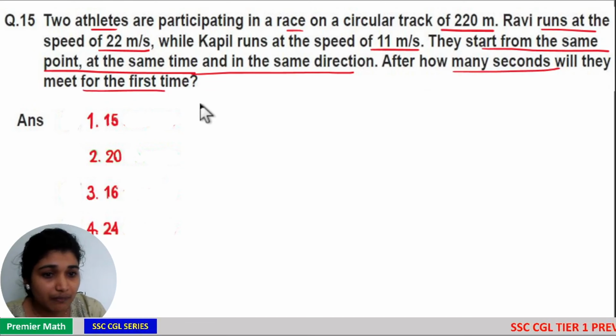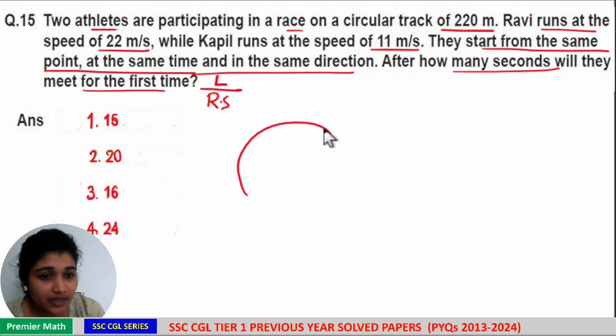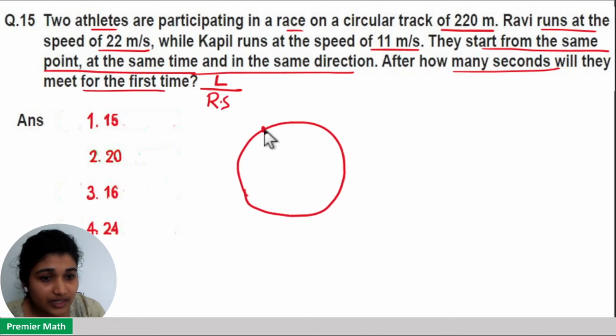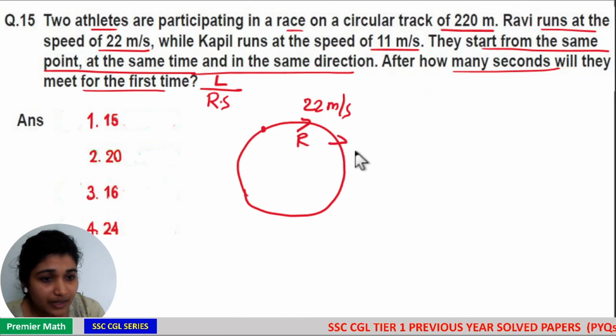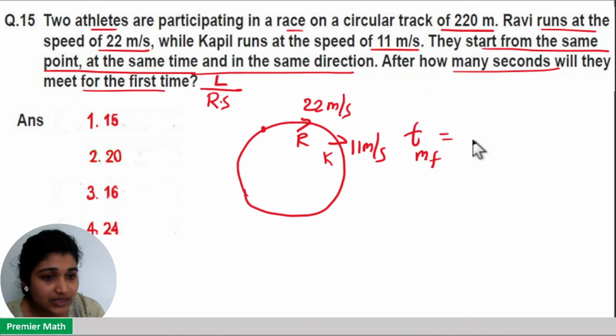Here, meeting time for the first time is equal to length of the track divided by relative speed. Here, this is the track and they start at the same point at the same time in the same direction. So Ravi runs at a speed of 22 meters per second and Kapil runs at a speed of 11 meters per second, which means time of meet for first time is equal to length of the track 220 divided by relative speed. Both are running in the same direction means take the difference.